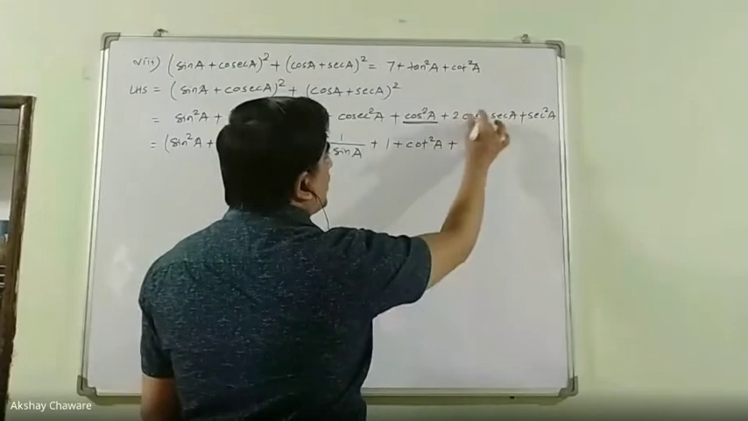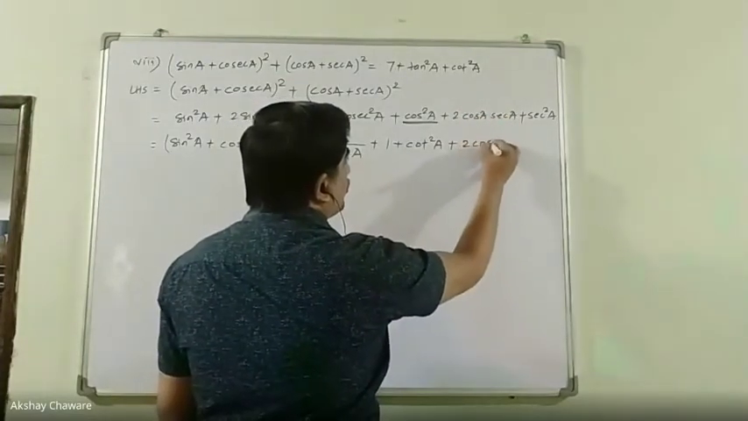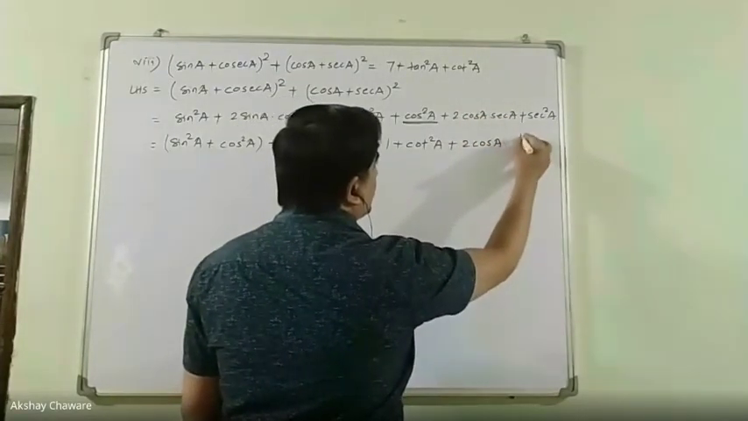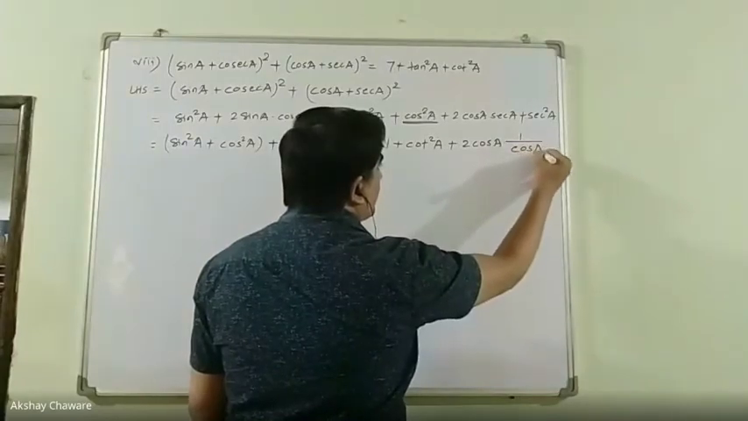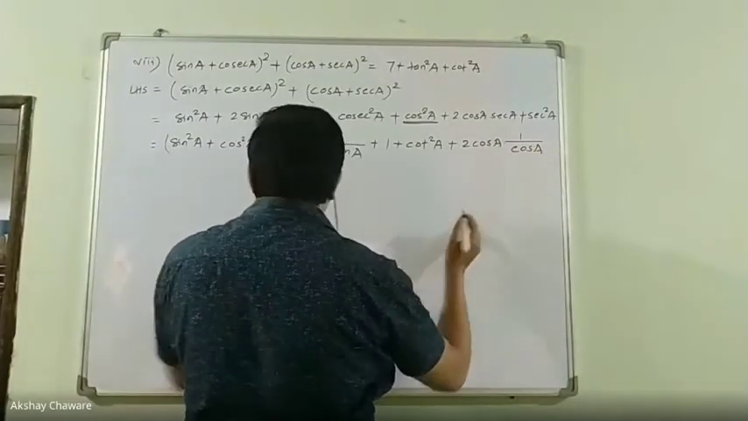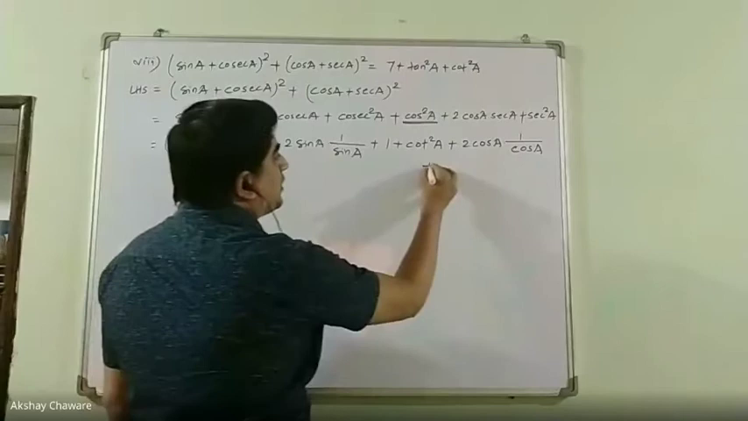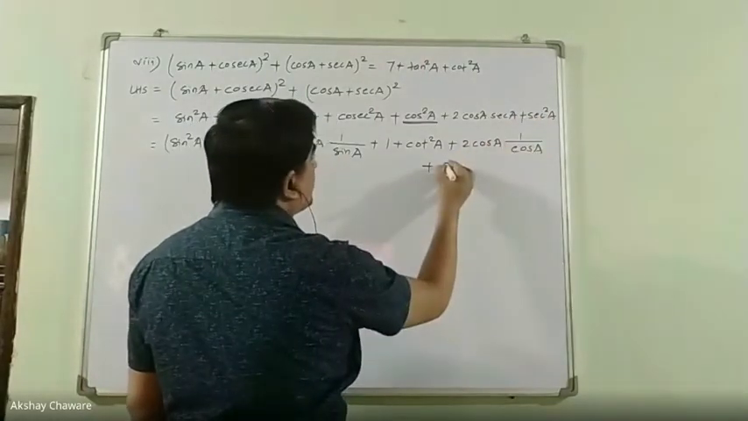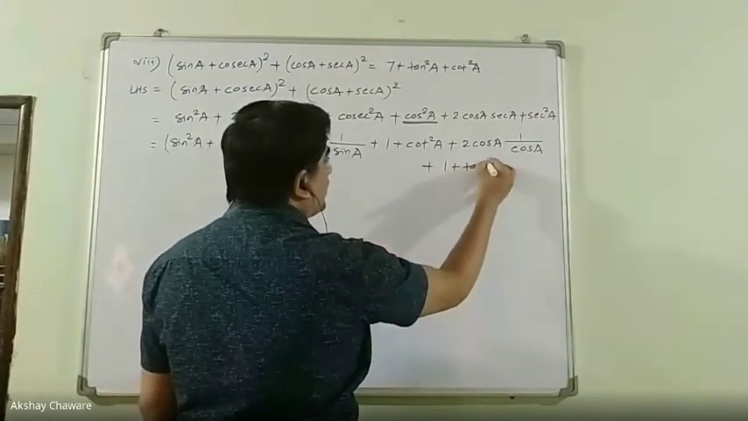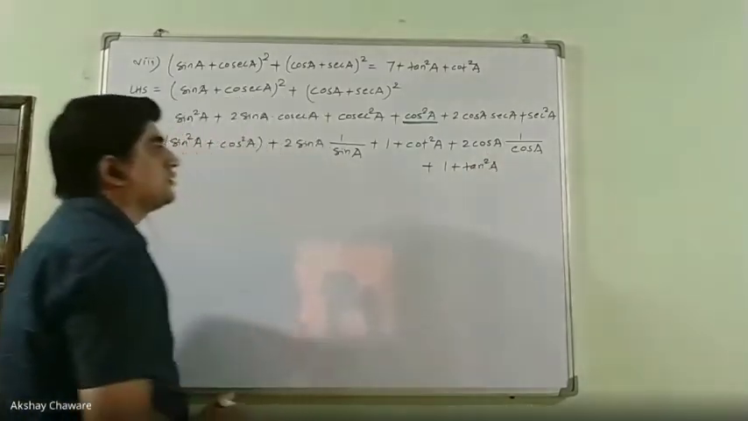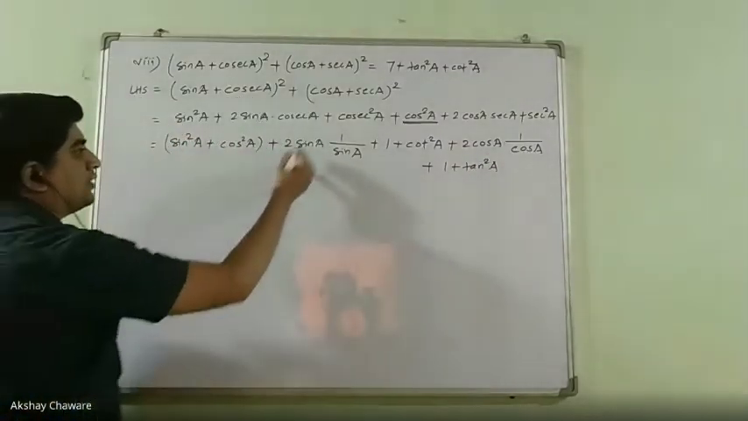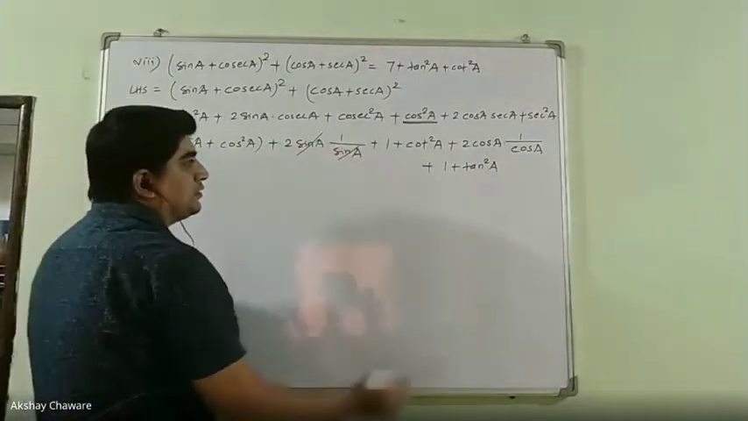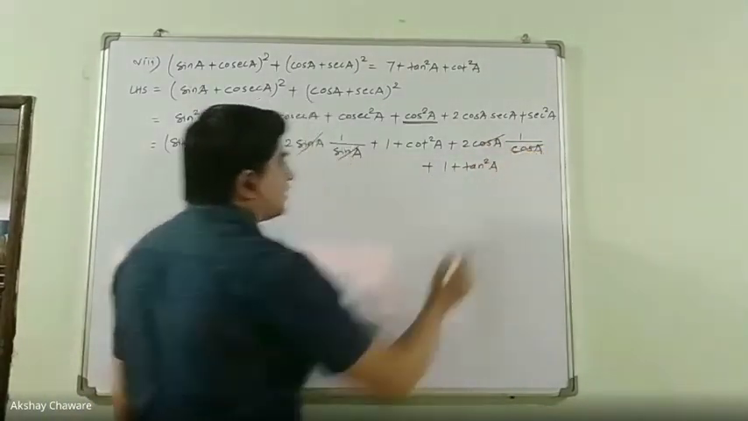Then plus 2 cos a sec a. So 2 cos a into this sec a, which can be written as 1 upon cos a as a relationship between cos and sec. And plus sec square a can be written as 1 plus tan square a in the form of tan. Okay, now see, this sin a cancels, this cos a cancels.